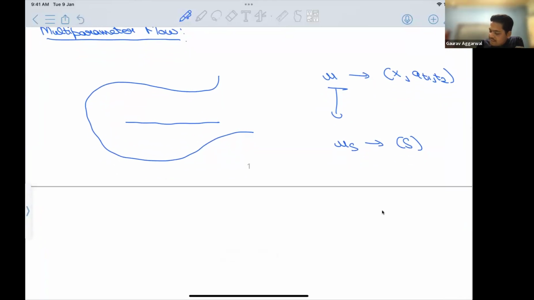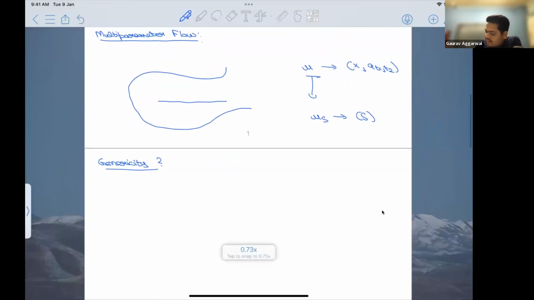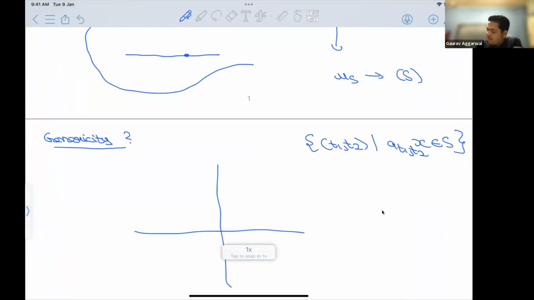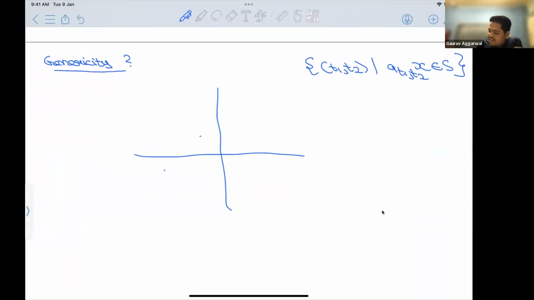So what do I mean by genericity? There is no dynamics. Suppose I take a point on the cross section and look at the set of times t1, t2 so that A_{t1,t2} x belongs to the cross section. Looking at the graph, it would be some bunch of points in the space.